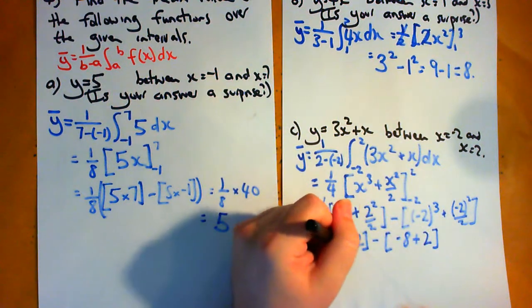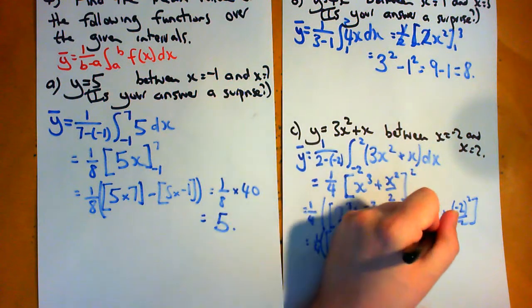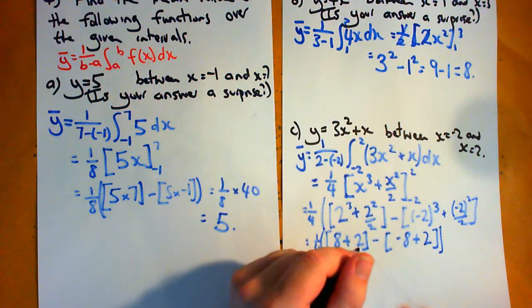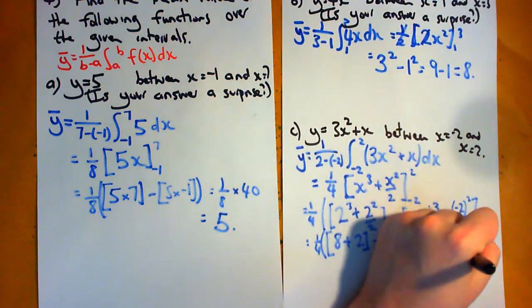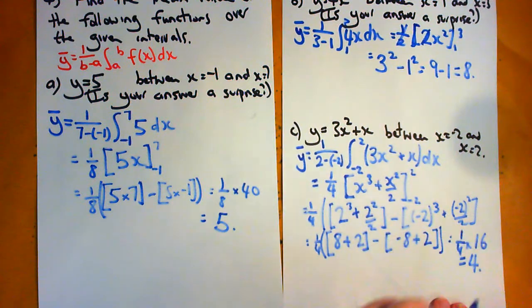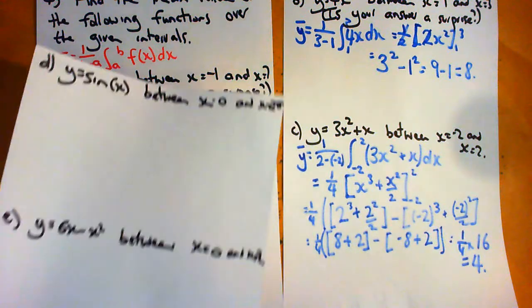Okay, so we've got this bracket is 10, this bracket is negative 6, so we've got 10 minus negative 6 is 10 plus 6, which is 16, so it's going to be 1/4 of 16, and we get 4. So our answer, the mean value of 3x squared plus x between x equals negative 2 and 2 is 4. Okay, 2 more to do.